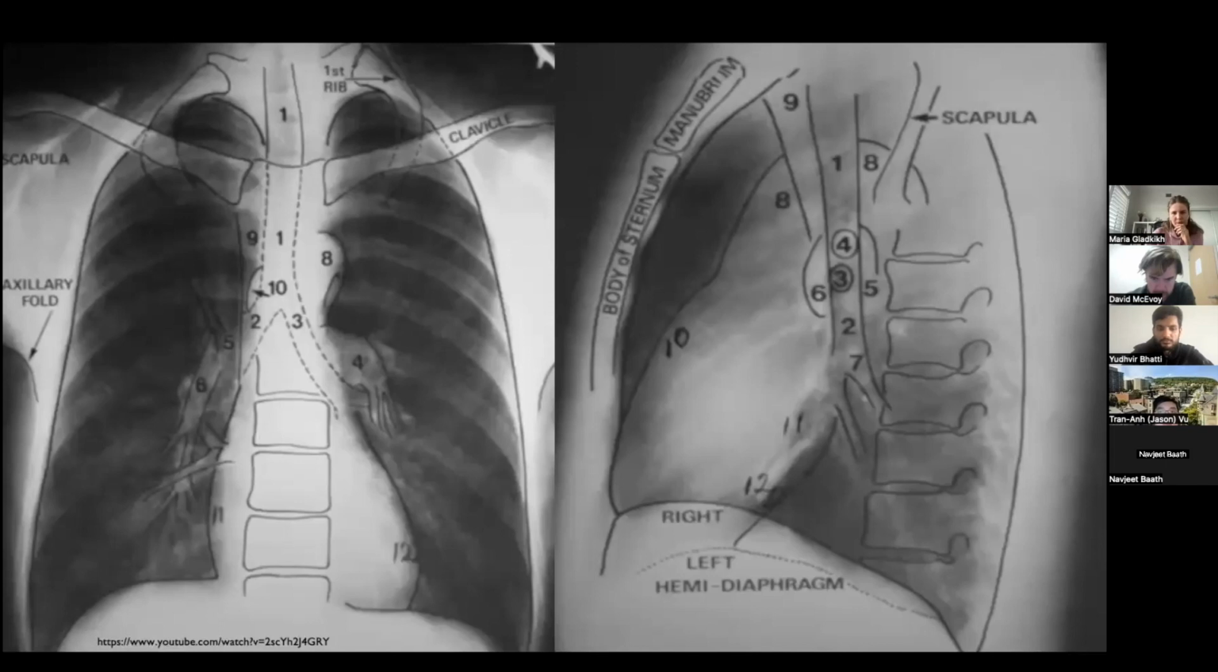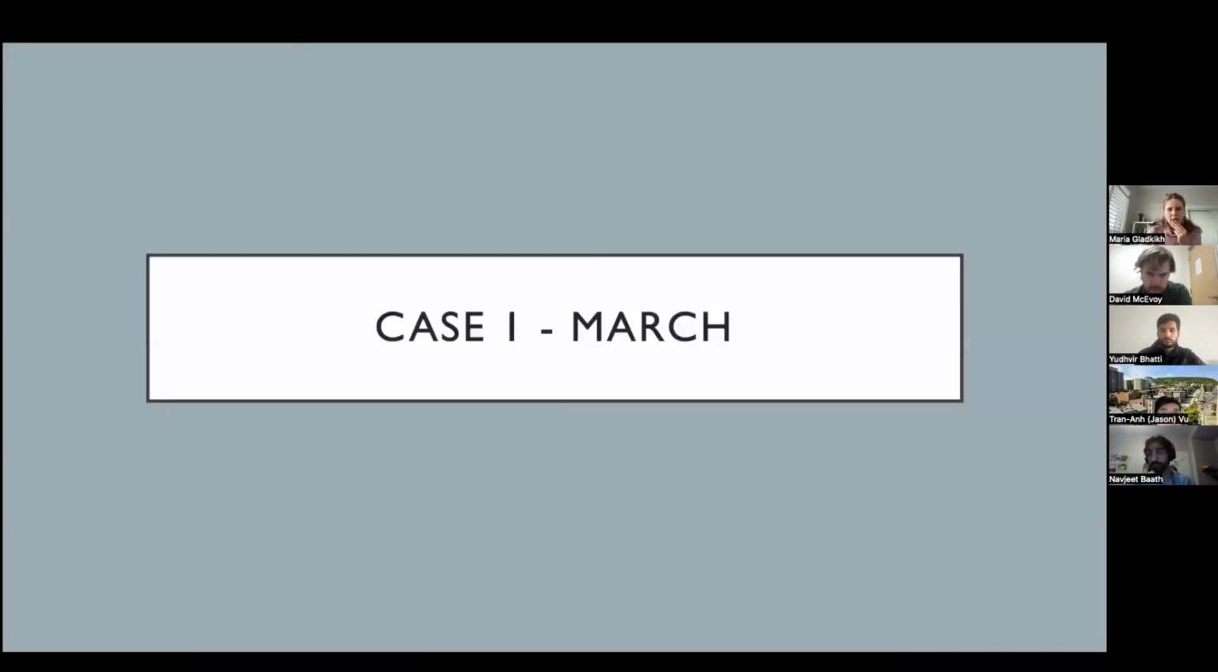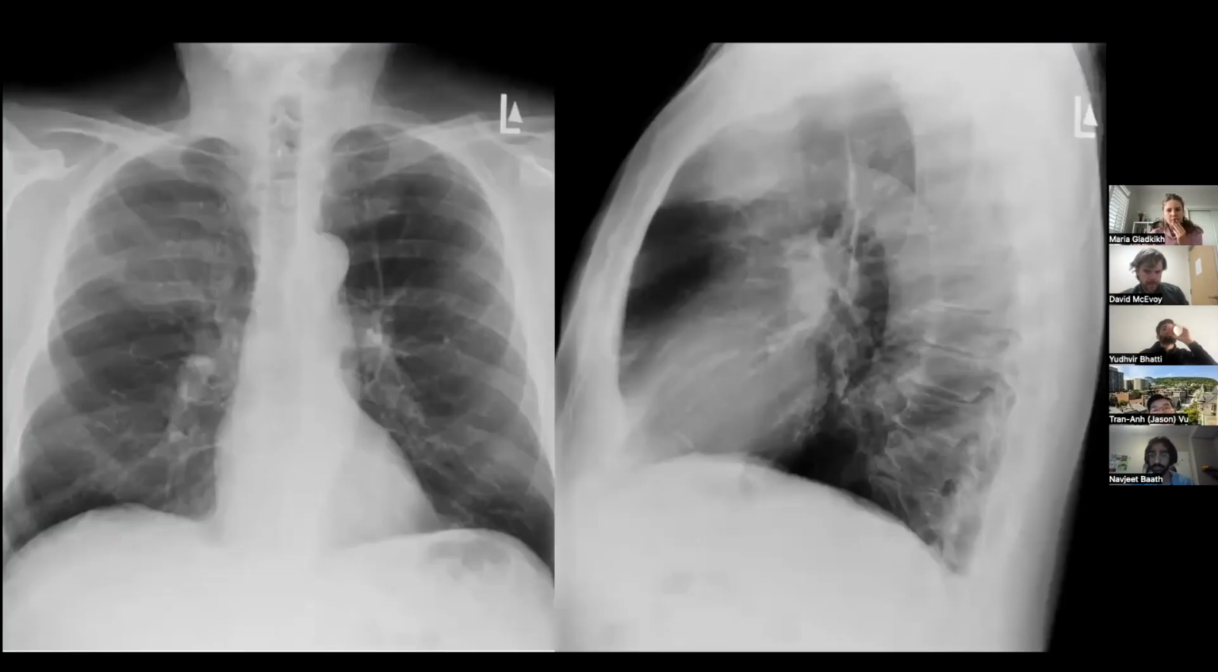Okay. But why do we need them in our stage of training, medical school, residency? I guess, especially if you're not planning to go into radiology, mostly to localize abnormalities. Okay. So case one.